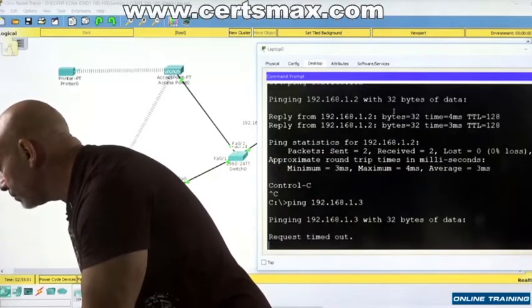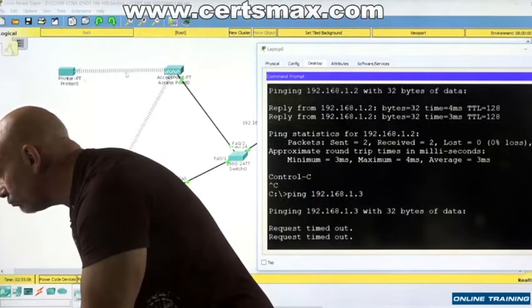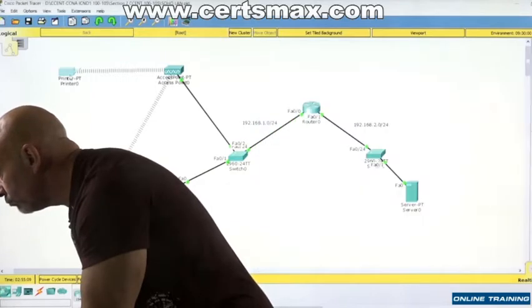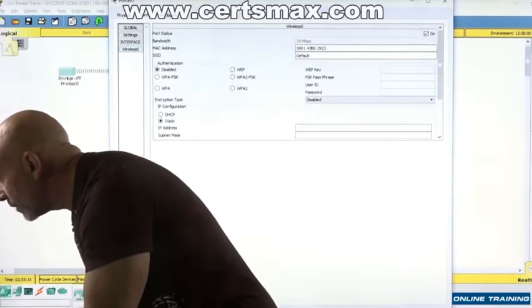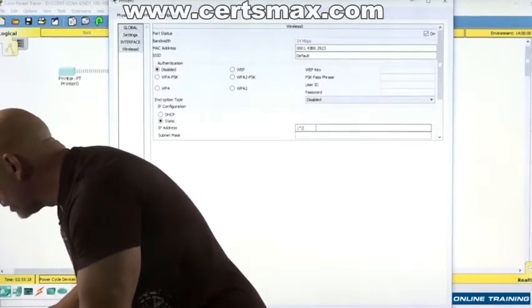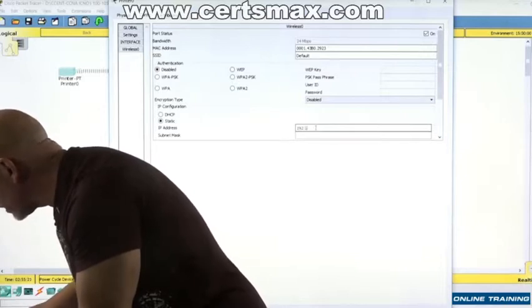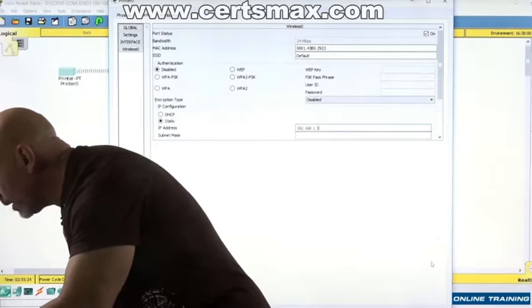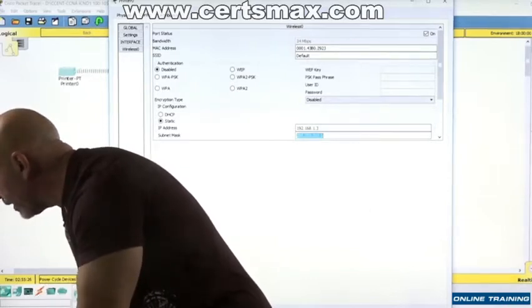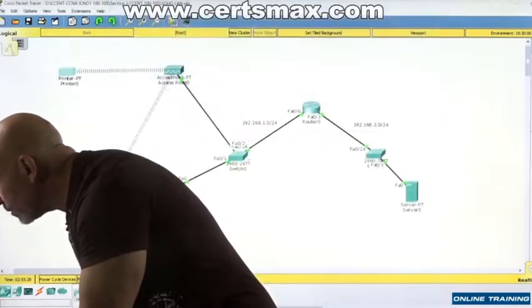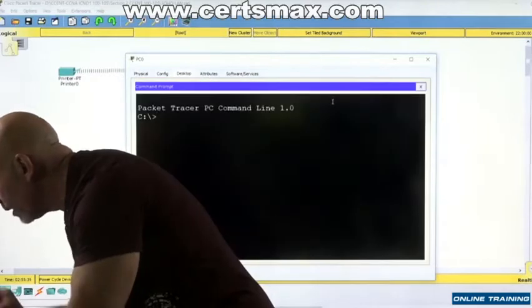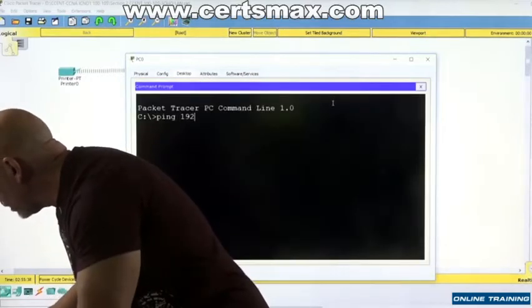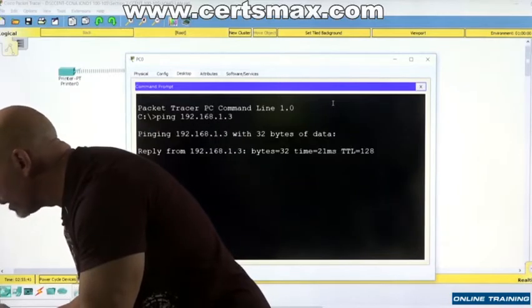I should be able to ping the printer. Why am I not pinging the printer? I got the gateway. Oh, because they didn't put it, or it disappeared. 192.168.1.3. Let's put that in there and tab that out, 255. Here we go. Close that. I forgot where I was. I'll just go back to the PC and let's ping the printer. 192.168.1.3. And I can ping the printer.